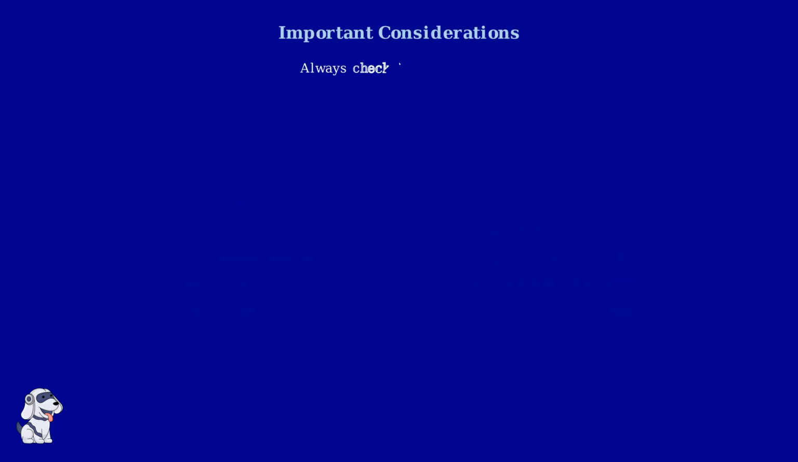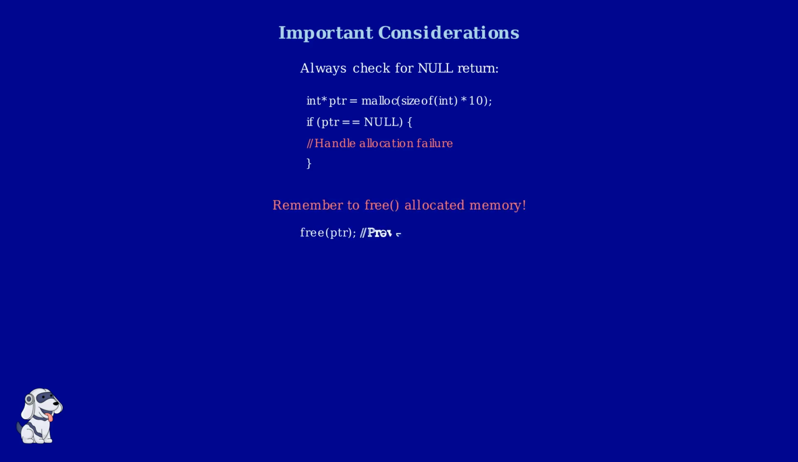Both malloc and calloc return a void pointer to the allocated memory, or null if allocation fails. It is crucial to always check for null before using the returned pointer to prevent crashes. Finally, remember that both malloc and calloc allocate memory on the heap, which must be manually freed using the free function. Failing to free allocated memory leads to memory leaks, which can cause your program to consume excessive memory over time.